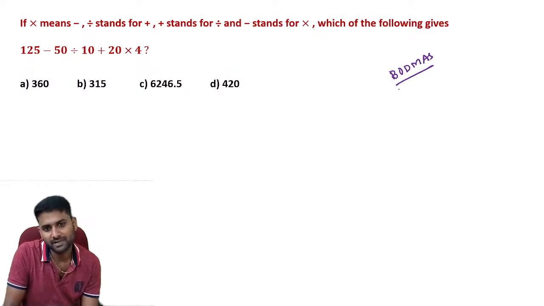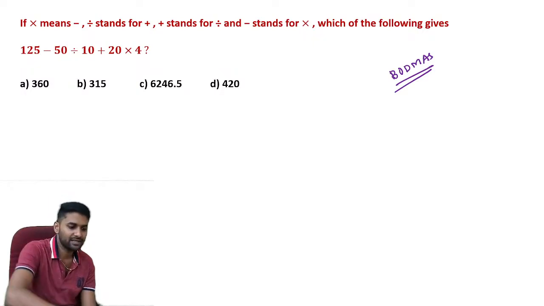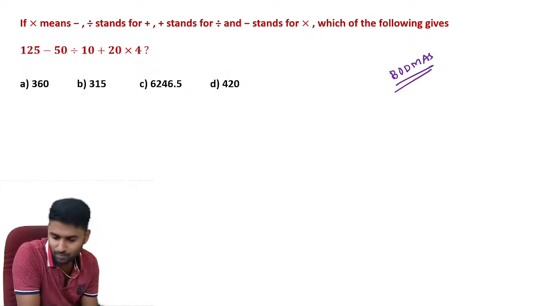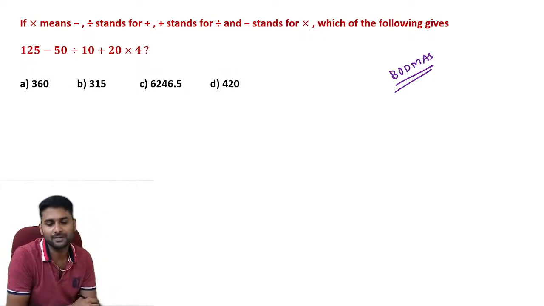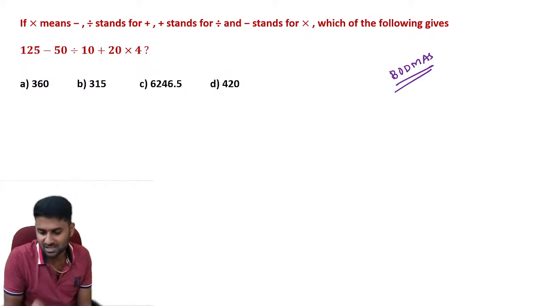According to these indications, you have to go through the simplification. BODMAS: B bracket, O of, D division, M multiplication, A addition, S subtraction. You have to follow the BODMAS rule if you go through the simplification. But here, according to the instructions, you have to change the signs also.